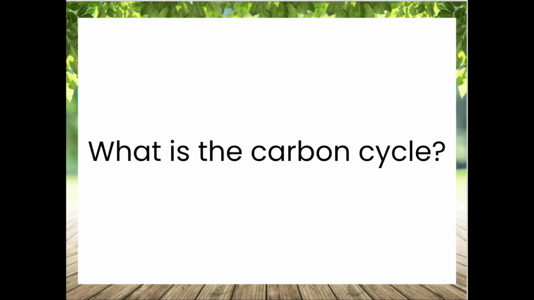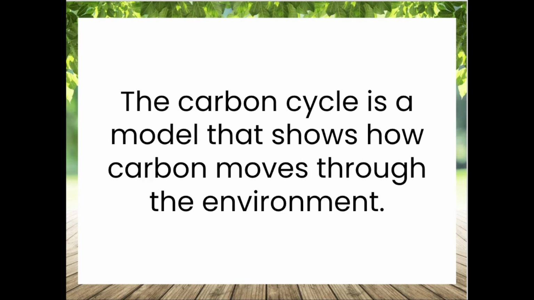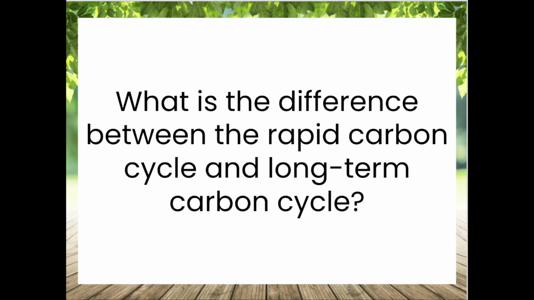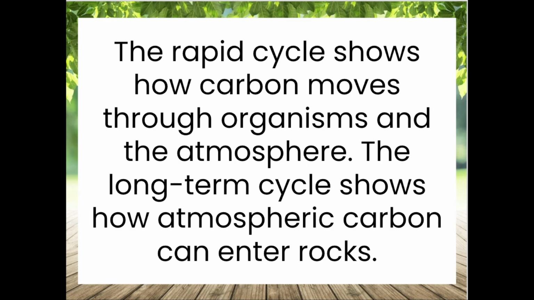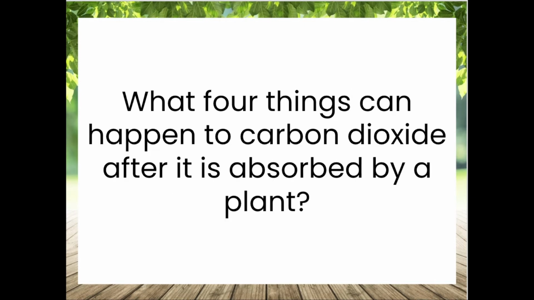What is the carbon cycle? The carbon cycle is a model that shows how carbon moves through the environment. What is the difference between the rapid carbon cycle and the long-term carbon cycle? The rapid cycle shows how carbon moves through organisms and the atmosphere. The long-term cycle shows how atmospheric carbon can enter rocks.